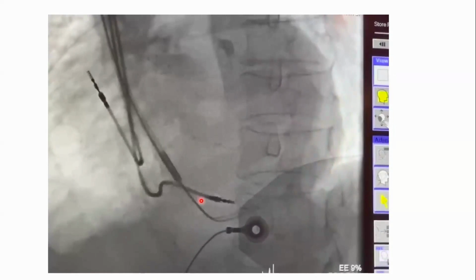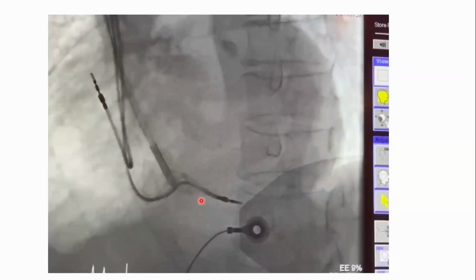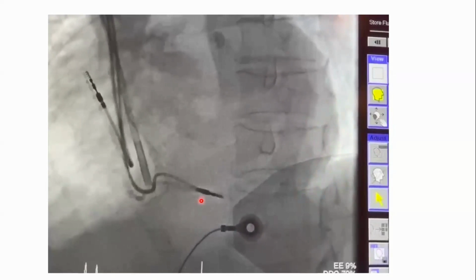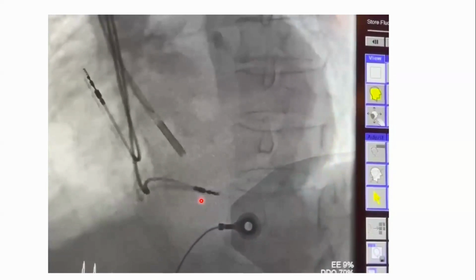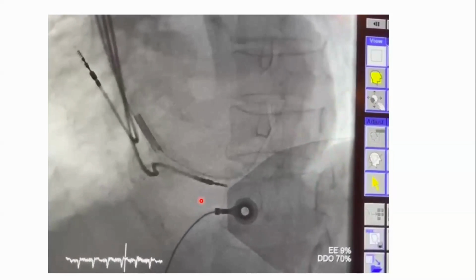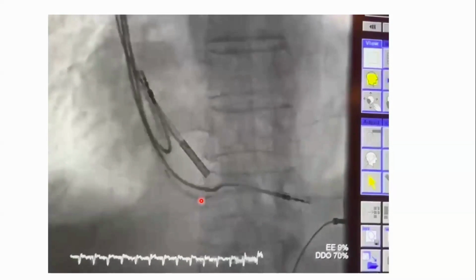So this was unsuccessful, but we are close. So again, we try and we change the angle a little bit and do an anti-clockwise rotation. And at this point now, it's looking more promising. And finally, we're able to advance our wire into the coronary sinus.